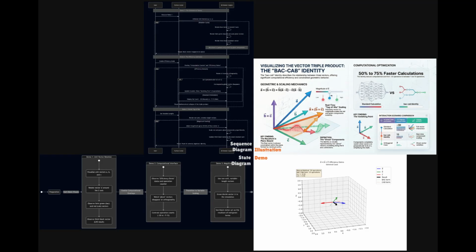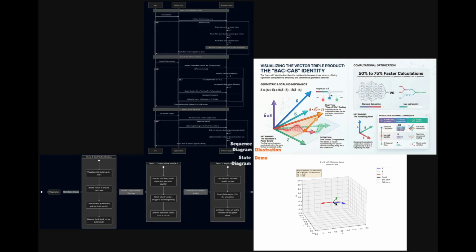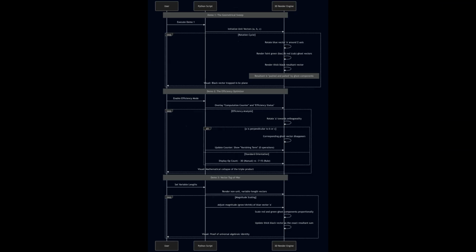The sequence diagram, a blueprint for interaction. While the state diagram outlines the what, the sequence diagram details the how of the interaction between the user and the visualization script. It breaks down the specific visual triggers and transitions.